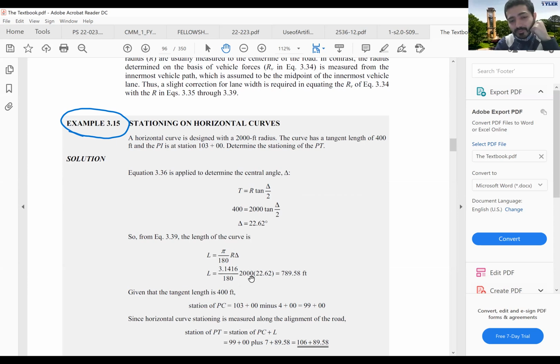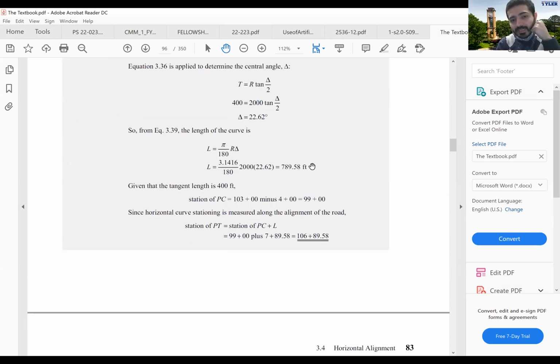I know the pi over 180, and I know the radius is 2000. I know the angle, the delta is 22.62. I get the L, and from the L, again, given that the tangent is 400, the station of the PC equal to the 103 minus the 4 stations.